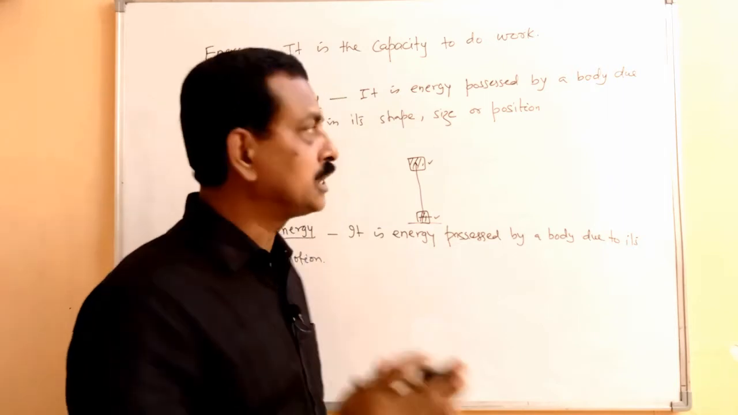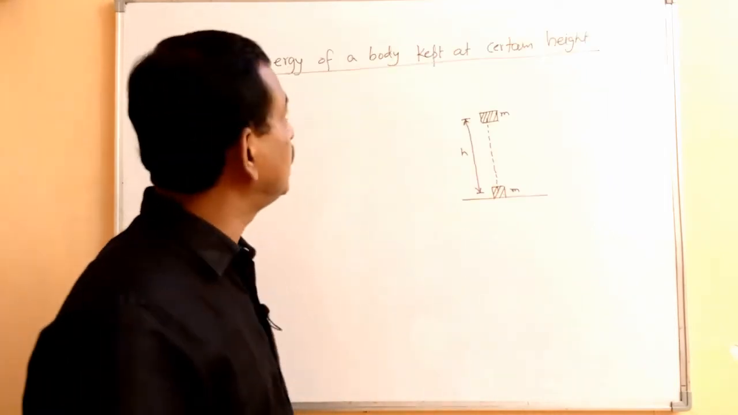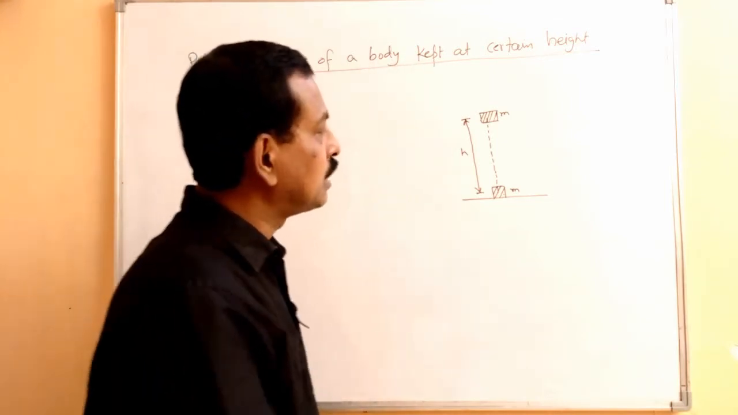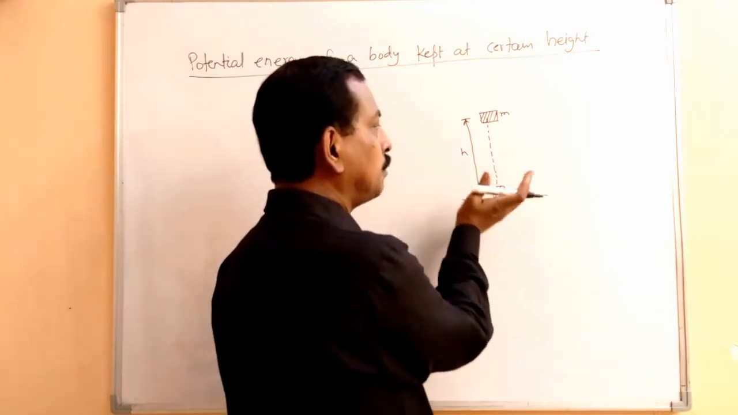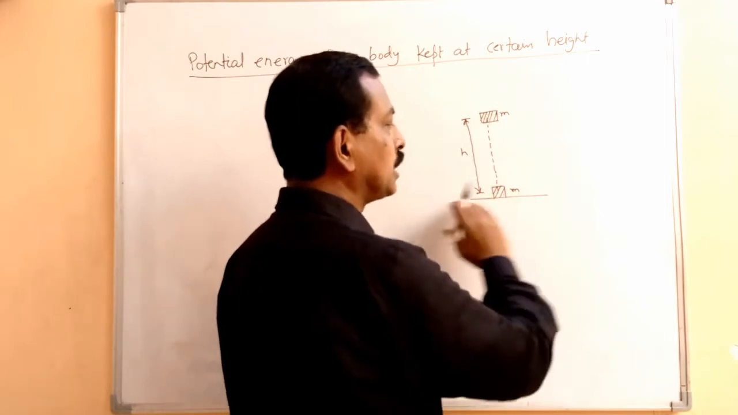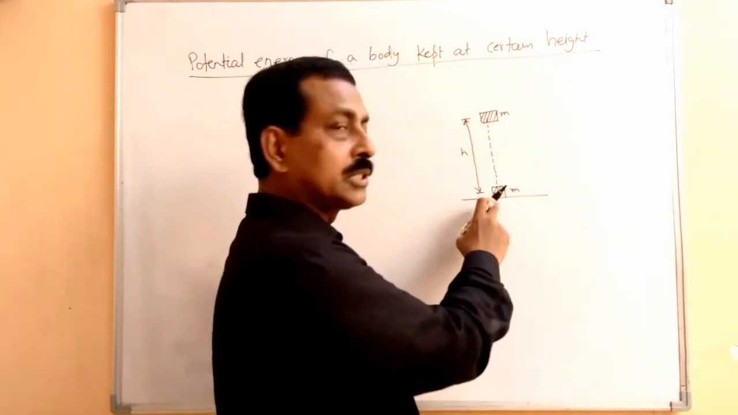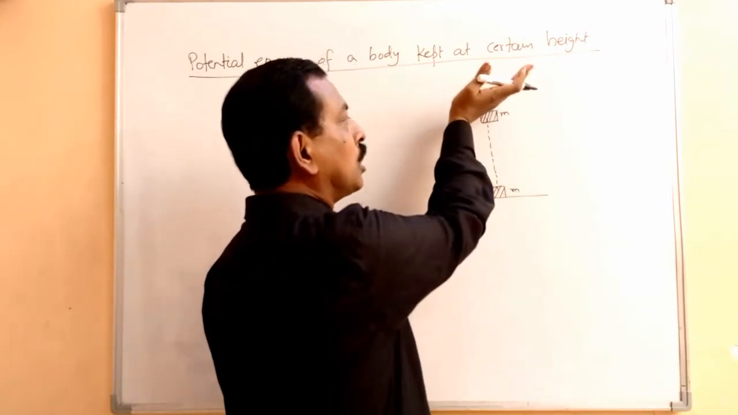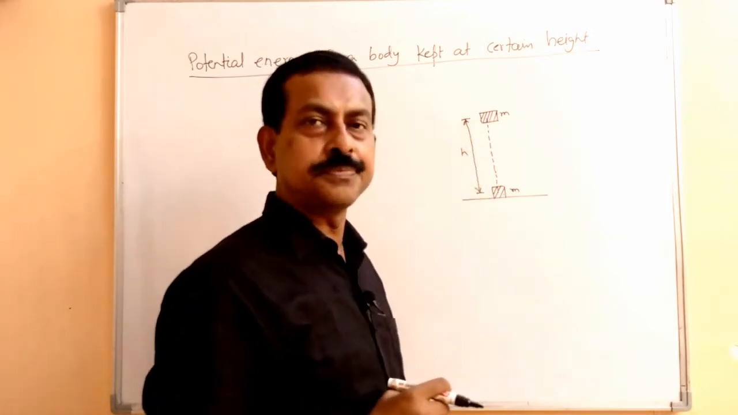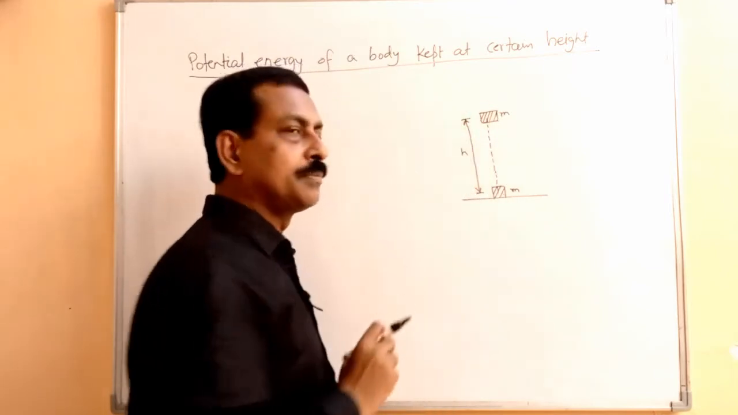So let's start first with the potential energy. Suppose we want to find potential energy of a body kept at certain height. Like here, suppose you have a body of mass m and this body is kept at a height h from one particular reference level. That means we are assuming that initially the body was here and we have lifted the body up to this particular position where the height becomes h.